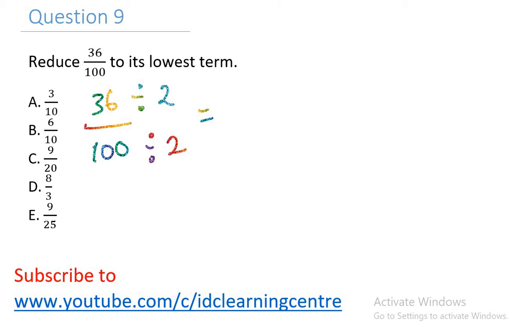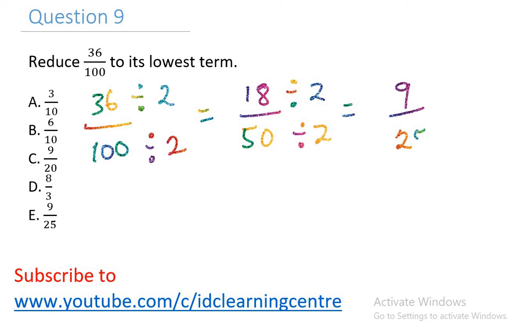36 divided by 2 is 18. 100 divided by 2 is 50. You go again, divide both sides by 2 until you get to the lowest term. 18 divided by 2 is 9. 50 divided by 2 is 25. Now, can you think of any common factor that can divide both? No. So the answer is simply 9 over 25.